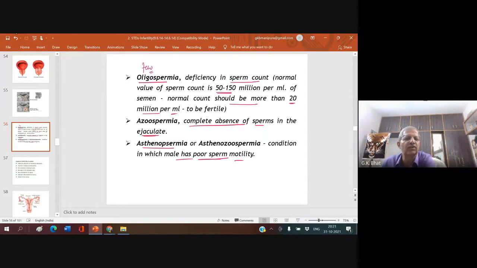Please note these three terms. Azoospermia, A means absent, complete absence of sperms in the ejaculate. That means in the semen which comes out. Asthenospermia is a condition in which the male has poor sperm motility. Understood? Shall I go ahead?